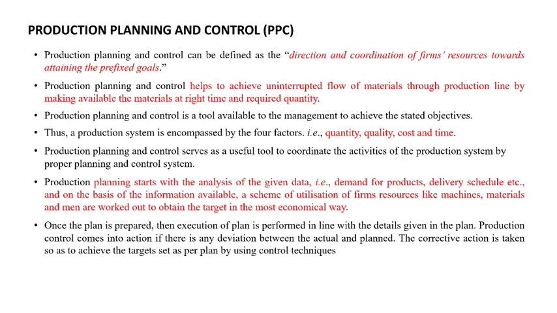Production planning starts with the analysis of given data. That is, the demand for the product, and then the delivery schedule. On the basis of the information available, a scheme of utilization of firms' resources such as materials, men, machinery is worked out to obtain the target in the most economical way. The data given to us alone is not enough; based on that we need to decide how many resources, how much machinery, how many men are needed to make this product, and the most economical way.